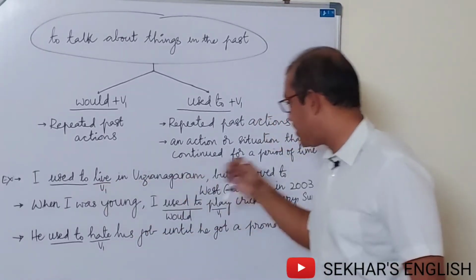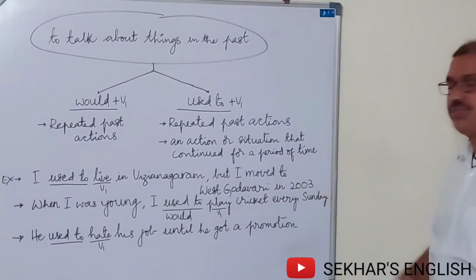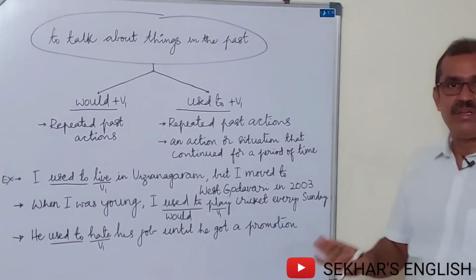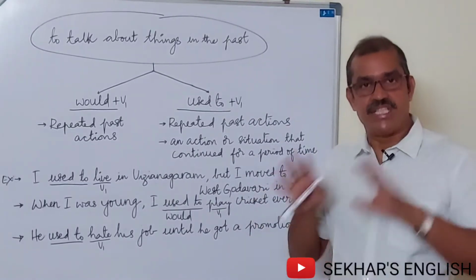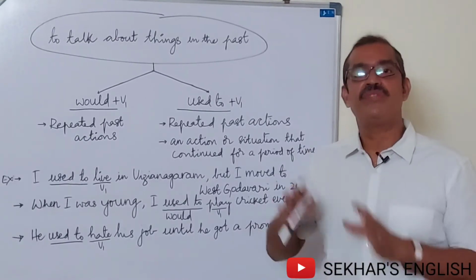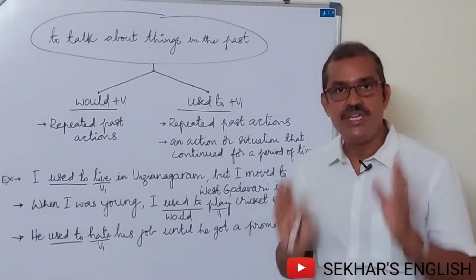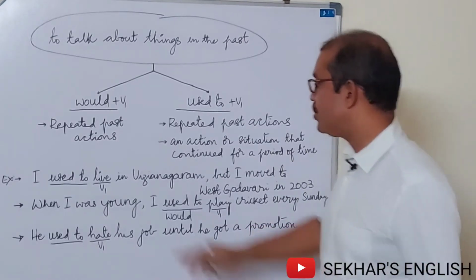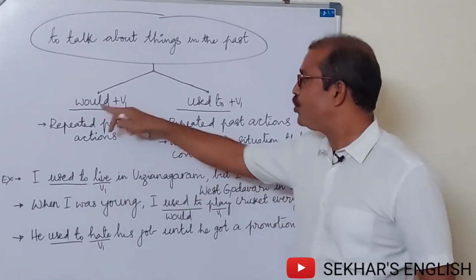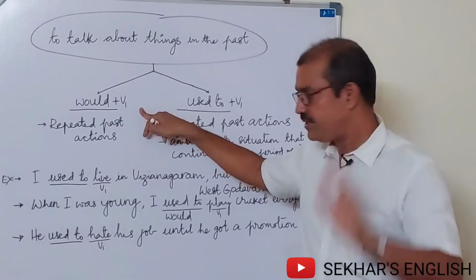I used to live in Vizianagaram, but I moved to West Godavari in 2003. So living in Vizianagaram is not a repeated action. It is an action or situation that continued for a period of time in the past. So on this occasion, we have to use used to plus V1. Here, would plus V1 is not good, right?